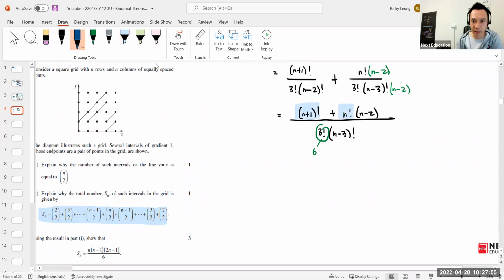Because I know that n plus 1 factorial is equal to, this guy here is n plus 1 times n factorial. So if I factorize n factorial out, hopefully I get what I want. Right? No. See how they want me to cancel out n minus 3. So yeah, no, still works. So I'm going to factorize n factorial out. This becomes n plus 1 plus n minus 2 over 6 times n minus 3.